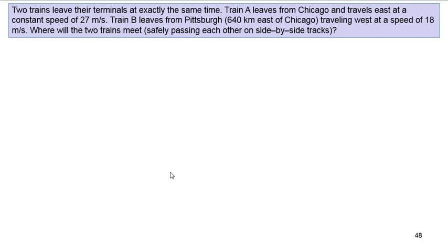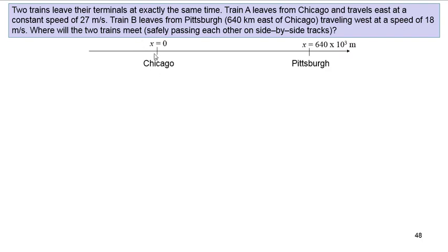So I'm going to start by drawing a picture, just a really simple picture, because it's one thing to say, okay, Chicago and Pittsburgh are 640 kilometers apart. That's not quite going to help me. What I really want to do is set up a coordinate system with an x equals 0. So let's pretend that Chicago is at the position x equals 0. Then that means that Pittsburgh is at an x position of 640 kilometers. I'm doing it all in meters, so that's 640 times 10 to the 3 meters. The reason I'm putting in meters is because we always do, and I know these speeds in meters per second.